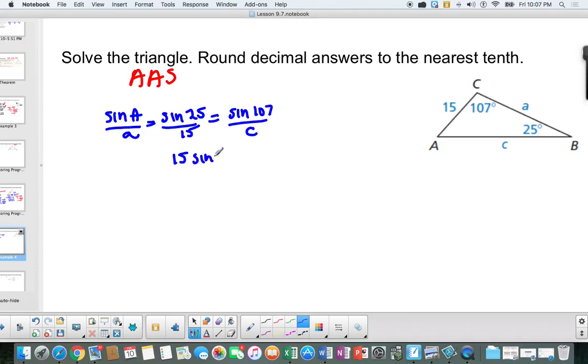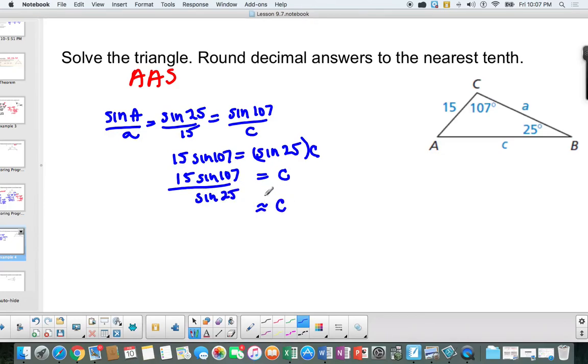So I'm going to cross multiply. 15 times the sine of 107 is equal to the sine of 25 times C. So C is equal to 15 sine of 107 all over sine of 25. I'm going to put that in my calculator. And you notice I don't go to my calculator until everything's on one side. Let the calculator do the work. And so this is 33.9.